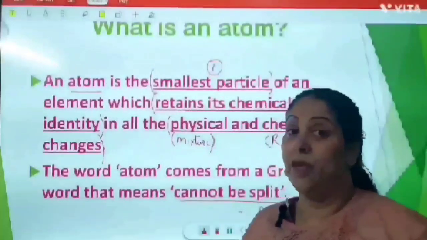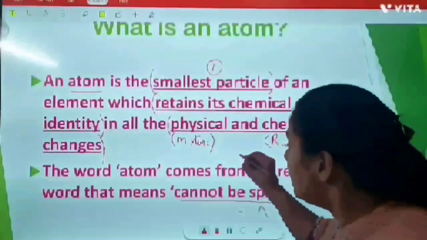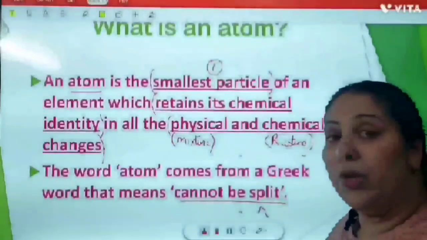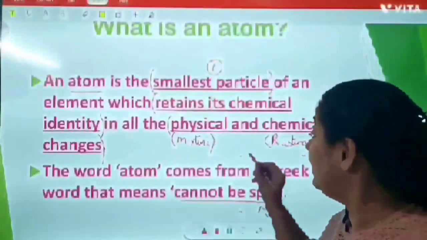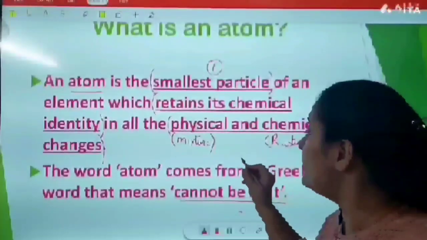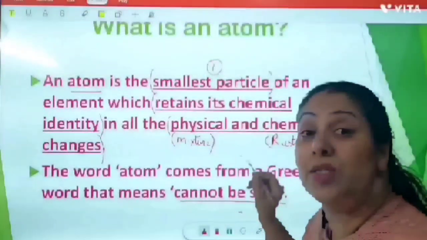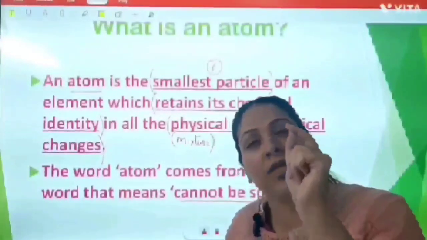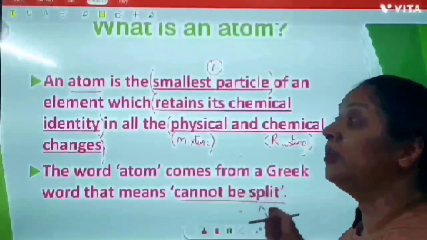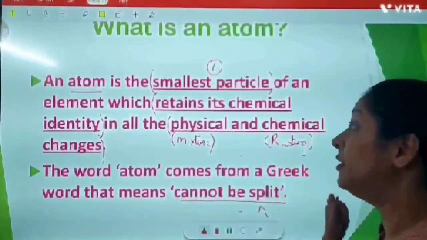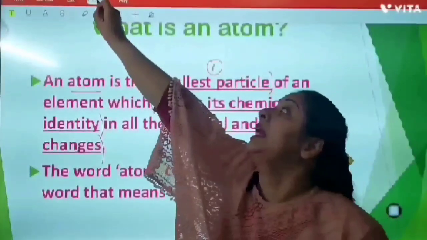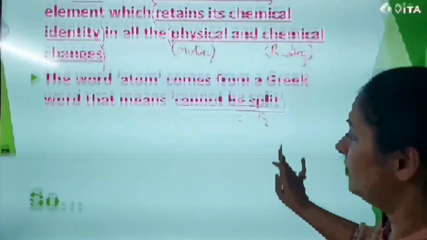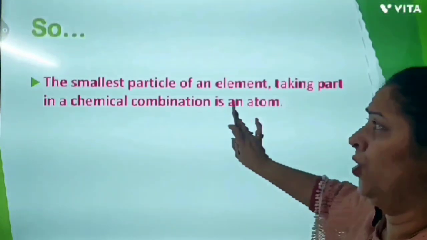So if I just put a full stop, there may be thousands and millions of atoms in this small dot as well. So an atom is basically that smallest particle which cannot be further broken down, which cannot be further split, which is indivisible. All right?